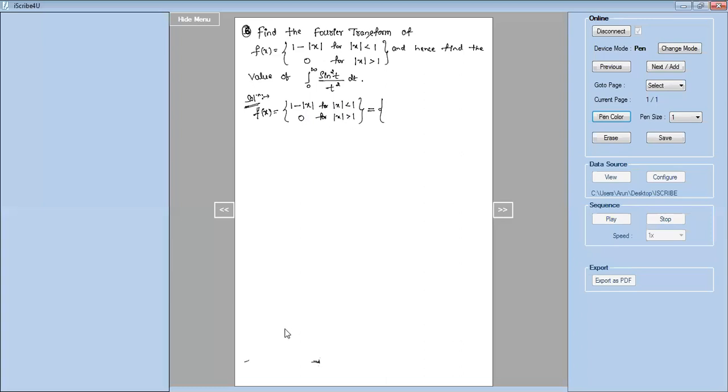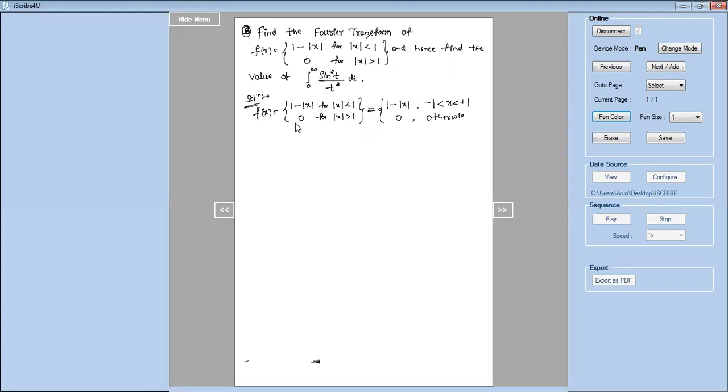I'll write this as 1 minus mod x, comma. See here, it is mod x less than 1. Mod x less than 1 means it is understood that x lies between minus 1 to plus 1. So I can write this as minus 1 less than x less than plus 1. Right. So mod x less than 1 can be written as minus 1 to plus 1. And the second is 0. I'll write this as otherwise.